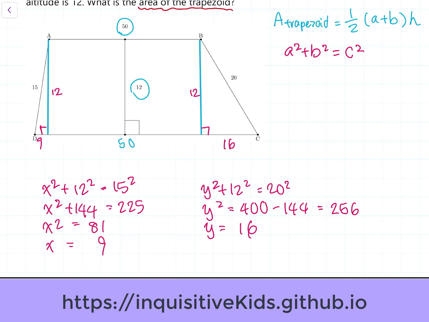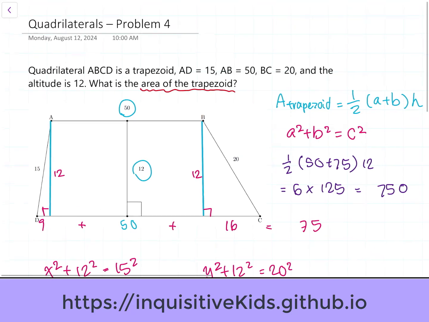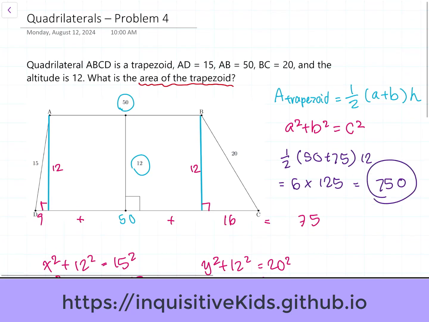So adding up 9 plus 50 plus 16, this gives us 75. So now we have all of the values needed to plug into this formula. Let's do that. 1/2 times the upper side 50 plus the bottom side 75 times the height 12 gives us 6 times 125, which in the end gives us 750. So the final area of the trapezoid is 750.